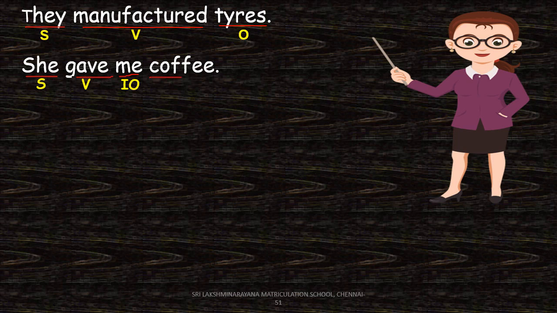Then what is this coffee? What was being given, children? If it answers to the question what, then that is the direct object. So what is the pattern for the given sentence? She gave me coffee. Yes, S, V, I-O, D-O.